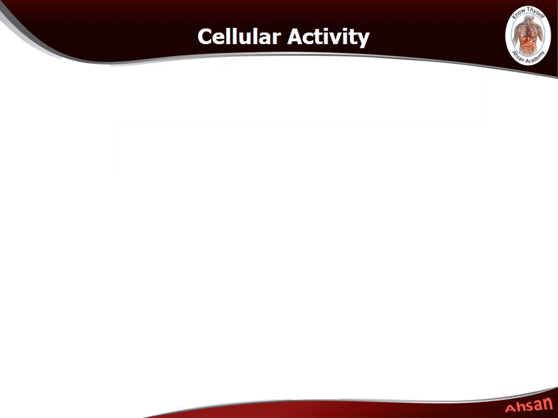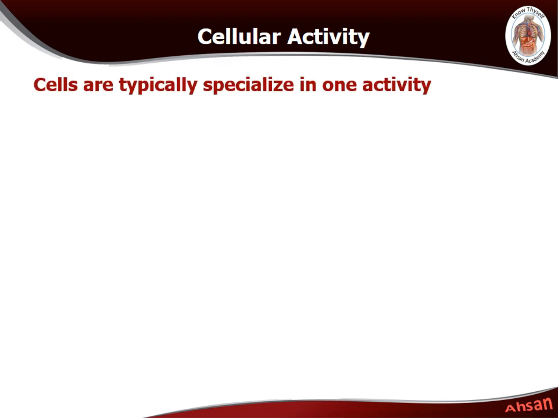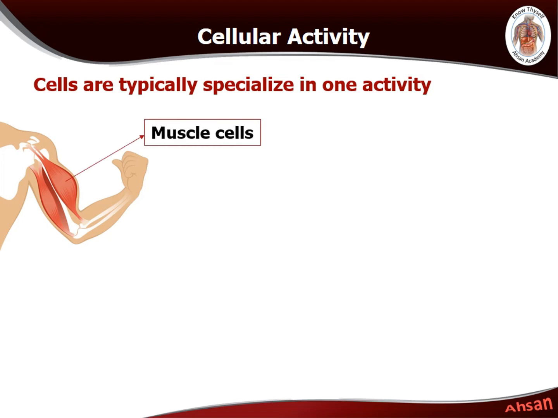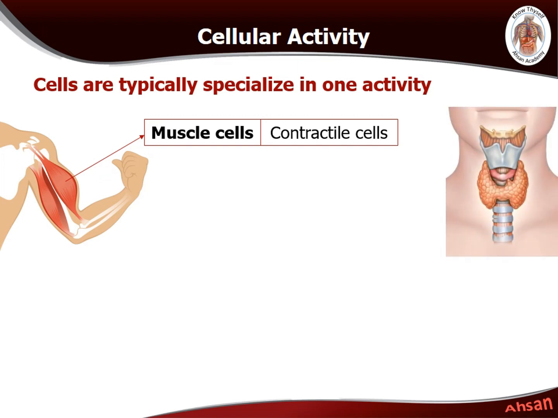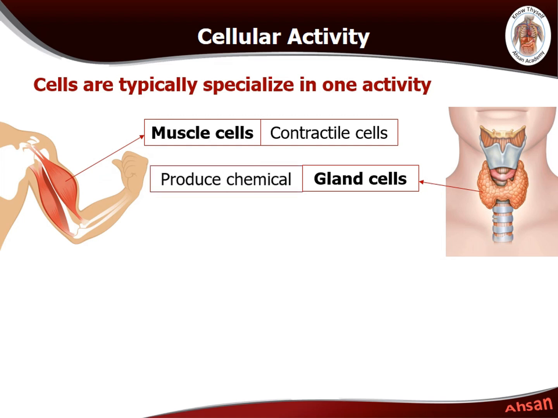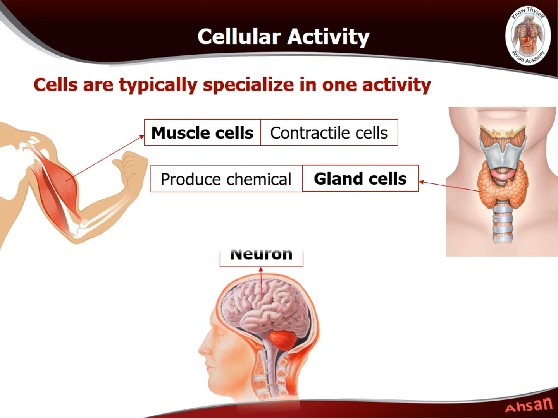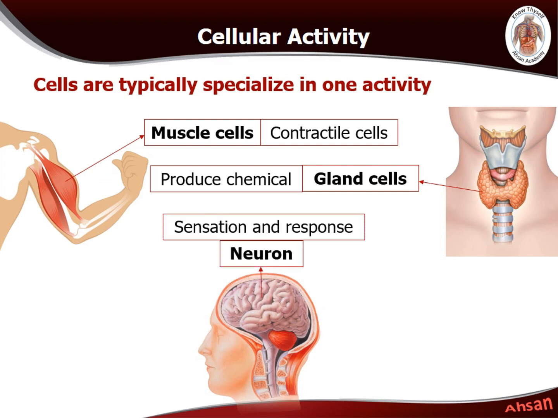In a different way, we can discuss the function. Cellular activity. Different cells have specific functions or activities. Like this is the muscle cell present in the muscles, and this is responsible for contraction. In other words, we can say this is the thyroid gland, and it contains the glandular cells which produce macromolecules. This is the brain, and it contains neurons. This is one type of cell which is responsible for integration of the sensory and motor functions.